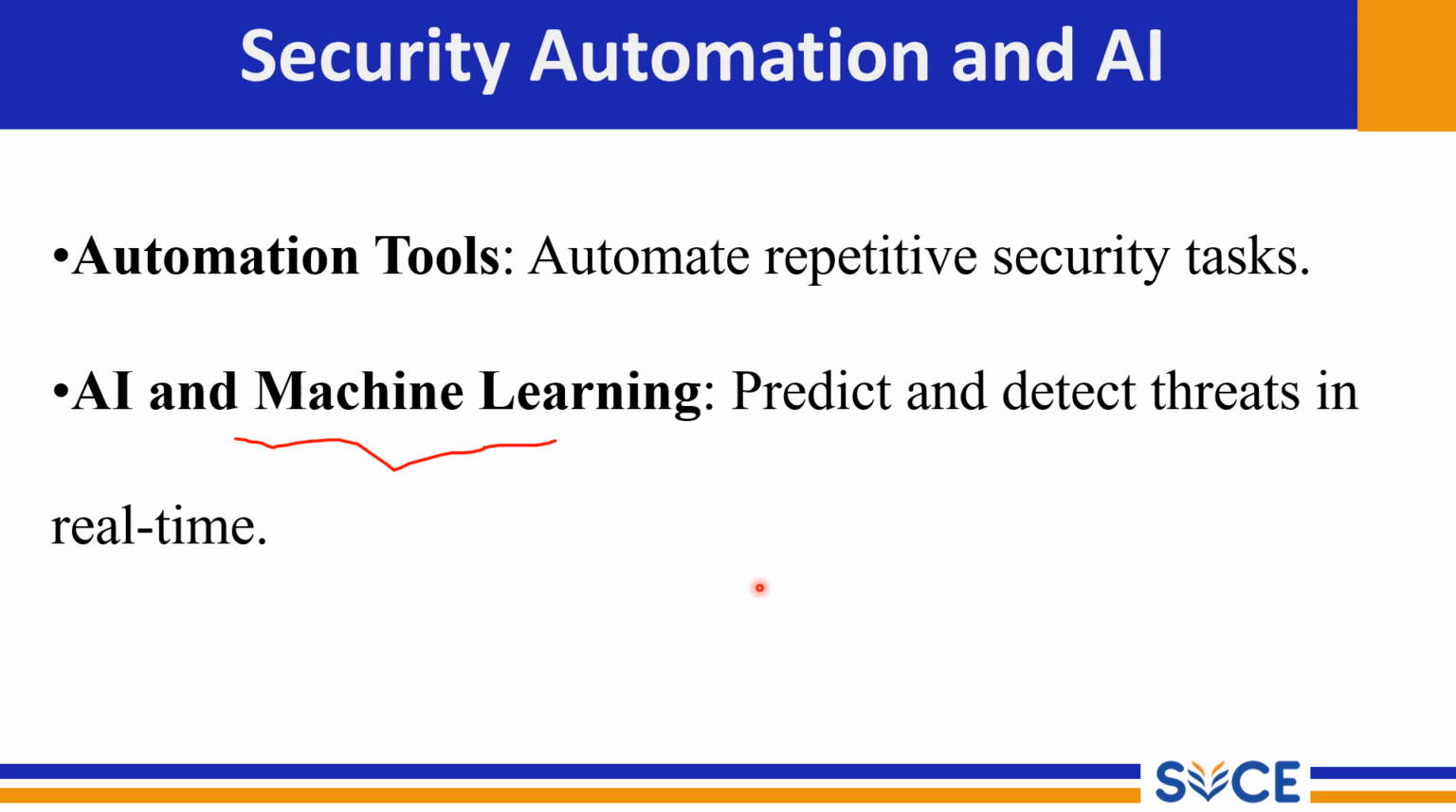Next is phishing and fraud detection, where we can detect fraudulent activities in email, transactions, and authentication requests. The common AI-powered security tools are AWS GuardDuty, Microsoft Sentinel, and Google Chronicle. Overall, you can detect real-time threats and anomalies. So that is all about security automation and AI.